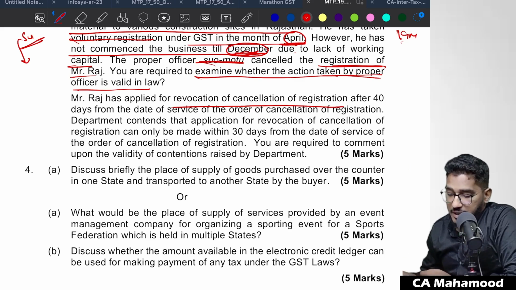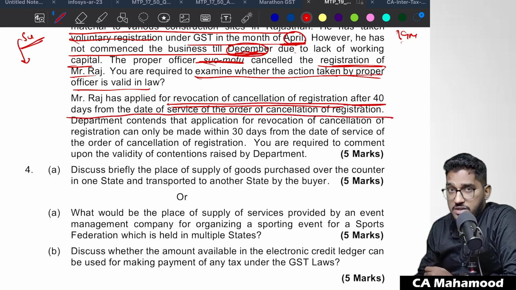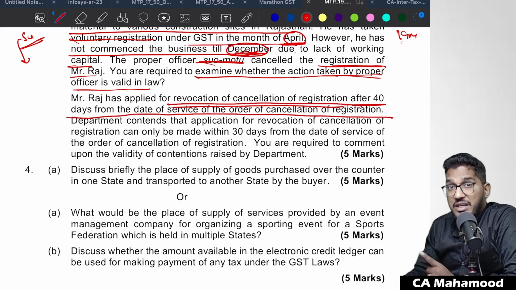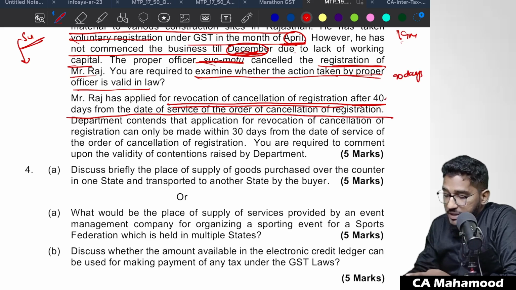So here what is happening is Mr. Raj has applied for revocation of cancellation of registration after 40 days from the date of service of the order of cancellation of registration. Did he make the application within the time limit? Yes. Why? Because the amended time limit under the act is 90 days from the date of service of the order. Here he is making the application within 40 days only. Is he making the application within time?